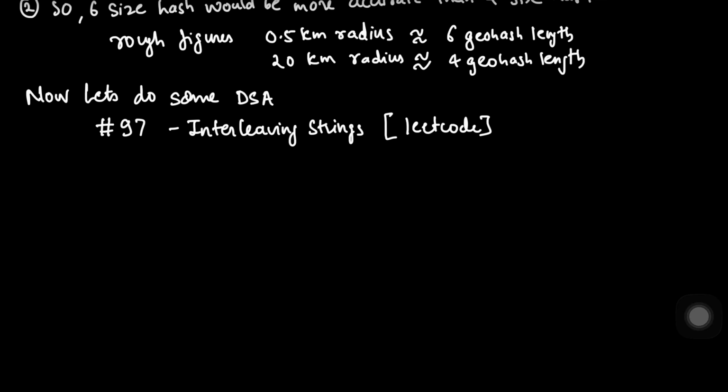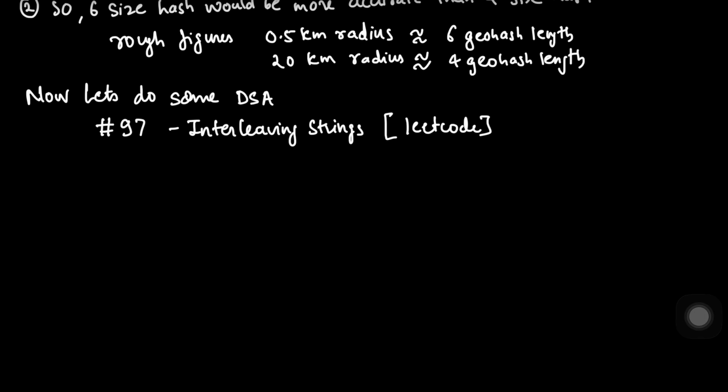Now, before wrapping up this whole geohash topic, I would like to explain one of the famous DSA questions related to what we just learnt. That is interleaving strings, which is on LeetCode and is a very good question. In the LeetCode version, we are given two strings and asked if a third string can be formed by weaving them together while maintaining the original order of characters. It is labeled a hard problem because it usually requires dynamic programming to solve for all edge cases.